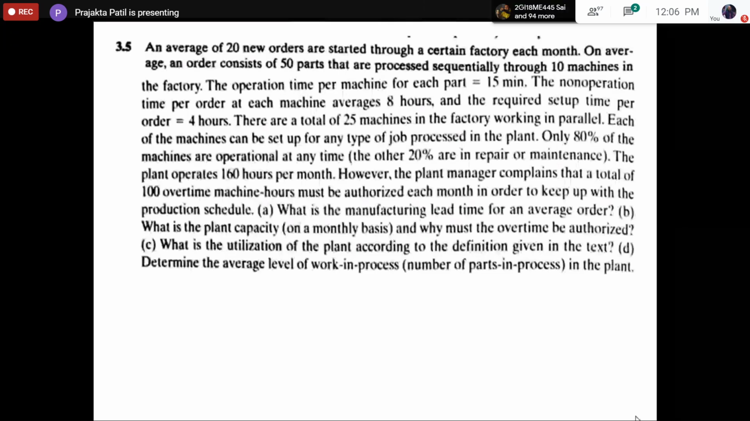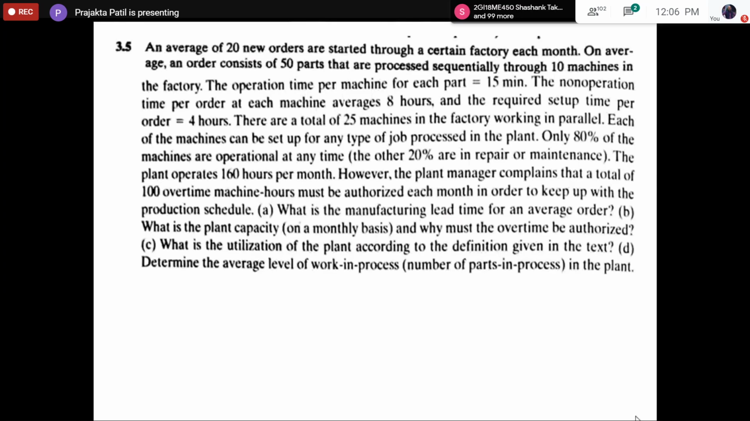You have to determine what is the manufacturing lead time for an average order, what is the plant capacity on a monthly basis, and why must the overtime be authorized. What is the utilization of the plant according to the definition given in the text, and determine the average level of work in process in the plant.